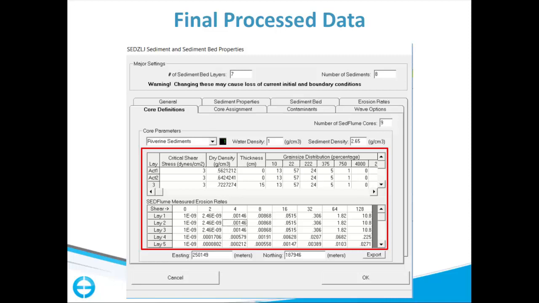Again, these shear categories and your grain size categories are all defined by you, the user, based on your data. What's the appropriate set of shear categories based on your core and your site defines what these categories must be. Some of the other things come later, but this is what comes out of the SEDFLUME data.